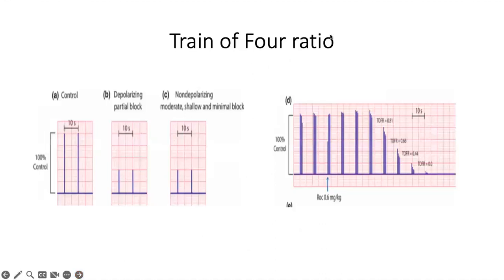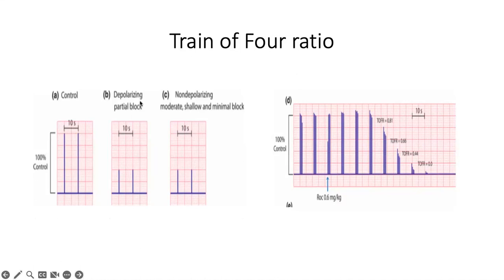So this is your train of 4 ratio again. It's the ratio of the fourth to the first twitch. What this picture is just trying to show you is a control. So when your patient is asleep, you never stimulate, you never activate the nerve stimulator while the patient is awake, because it's very painful. So let's say you've given propofol, the patient is asleep now, you start your nerve stimulator, you get your control. So you're going to get this. The twitch height is 100%.